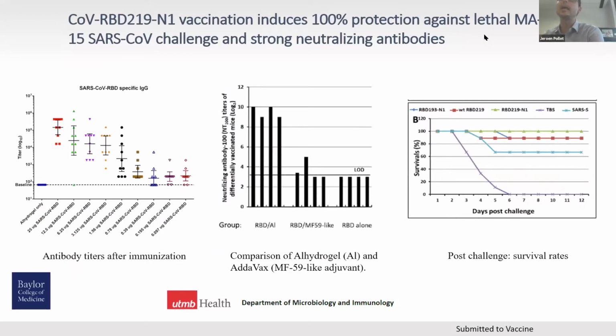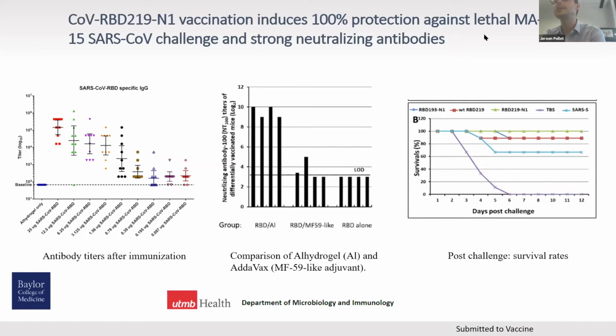So this is some of the evidence that we have against the original SARS with our vaccine. It shows very great antibody titers after immunization of mice. And in the middle graph, you can see that it also has a lot of neutralizing antibodies, actually a lot more if we compare it to other adjuvants that we used. The aluminum came out as one of the better ones, the ones that had a good ratio of neutralizing antibodies.